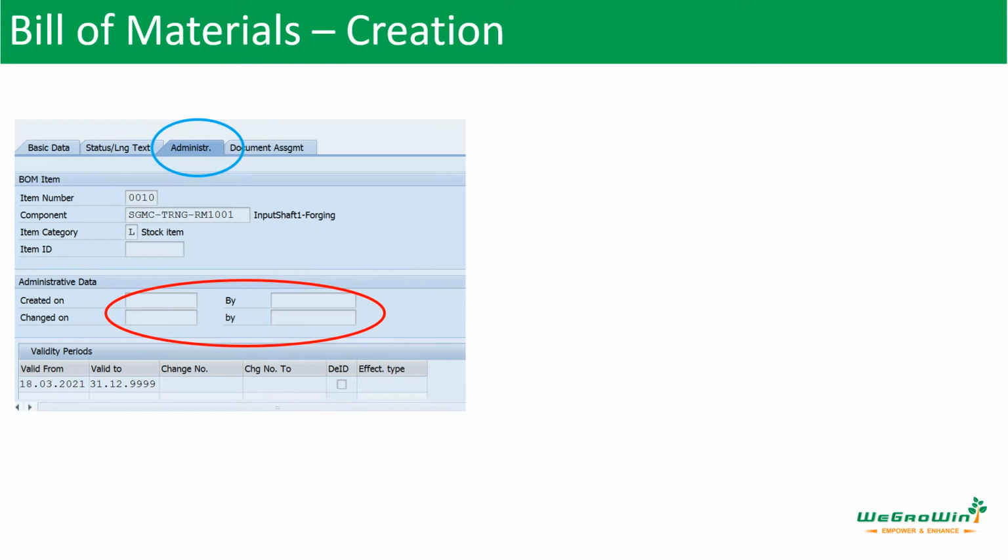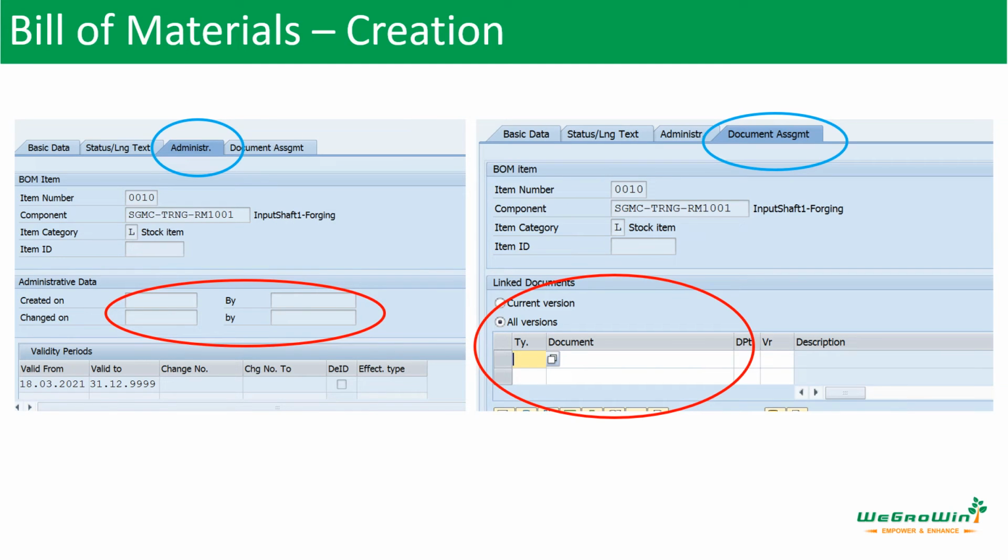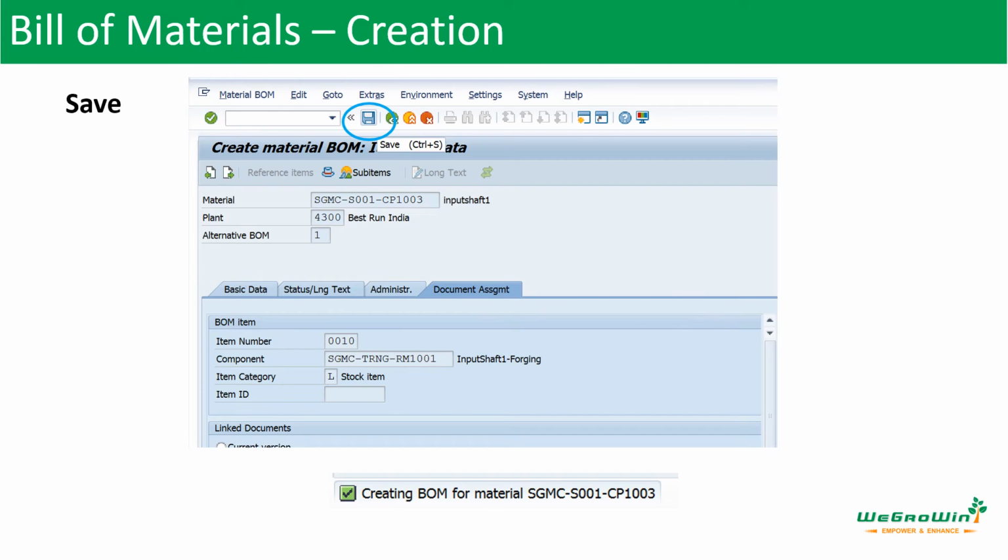And then you have the tab called administrative. Here, after saving this bill of material, we can see the details of who created it and when it was changed, with the dates. And then there is a document assignment. If you want to attach any specific document as part of the bill of material, you can attach it. Creation of documents will be done through the document management system, which we will be discussing later, not now. But you just need to know that we can attach a document to any BOM. After putting in all these details, save the BOM. The BOM is created, right? That's how we create the bill of material.